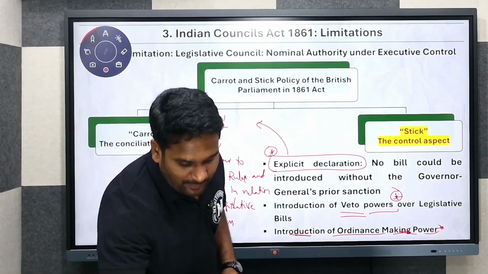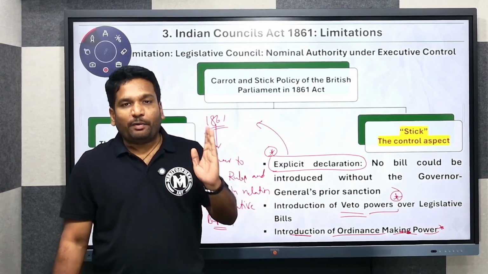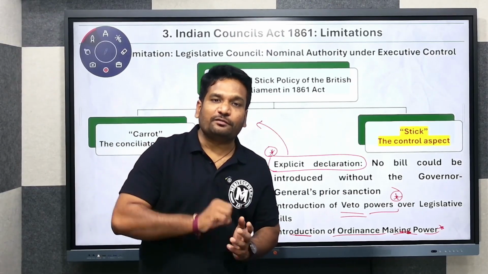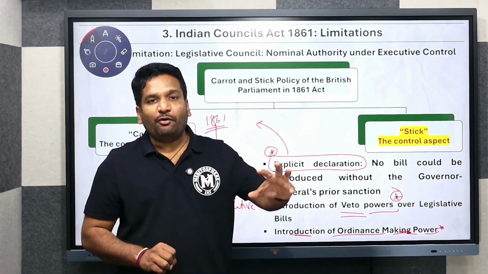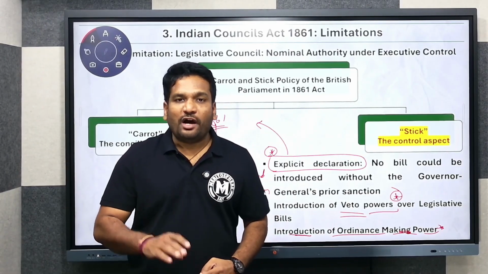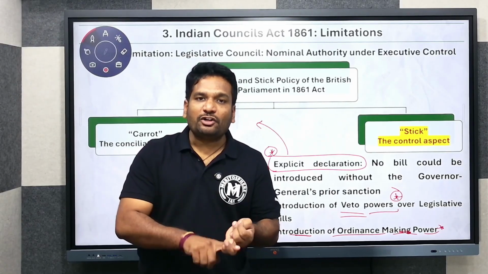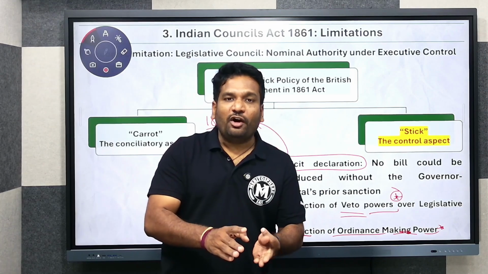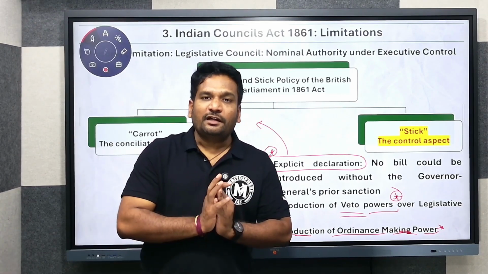So by this time, the British Parliament was of the view that to pacify increased political awareness, we have to include some kind of conciliatory measures. And to control the independent functioning of the Indian Legislative Council, we have to implement a kind of controlling measures over it. So under the conciliatory measures, there was expansion of the Legislative Council and also inclusion of Indians, and also the decentralization or delegation of legislative powers to the provinces. A kind of provincial autonomy was given, right?